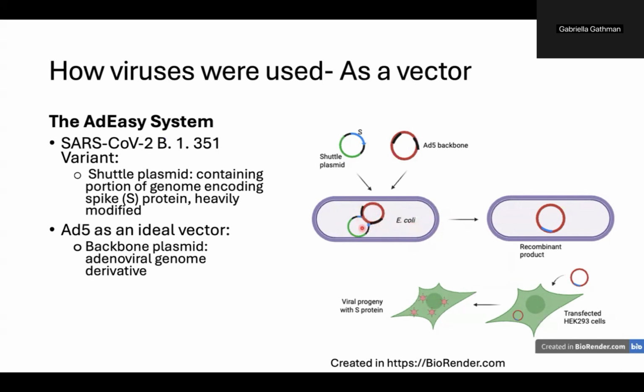coli, we hope that homologous recombination happens, yielding a recombinant product as seen to the right. This recombinant product is then transfected into cells that are permissive of this quote unquote infection, and in this case, we use human embryonic kidney cells, HEK293. The cell recruits machinery to the plasmid, expresses it, and eventually, after assembly, viral progeny, these adenoviral vectors containing the S protein are made. They are ultimately purified and then used in further vaccine trials.